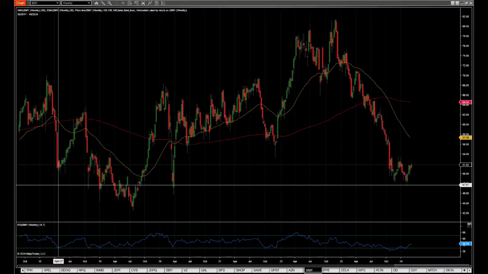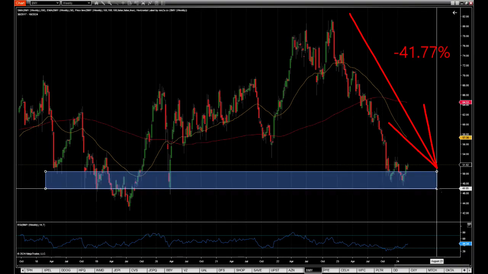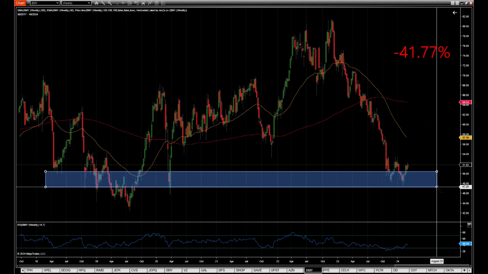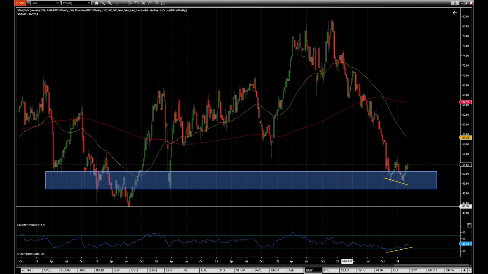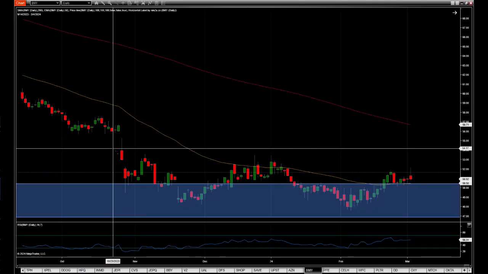Bristol Myers had a bad year last year, falling over 40% from its all-time high. As it entered a strong weekly support zone, it went oversold on the RSI and also put in an RSI divergence. This suggests that the downward trend is showing weakness. I'm not saying it's going to be a reversal. I'm just saying it's showing weakness.